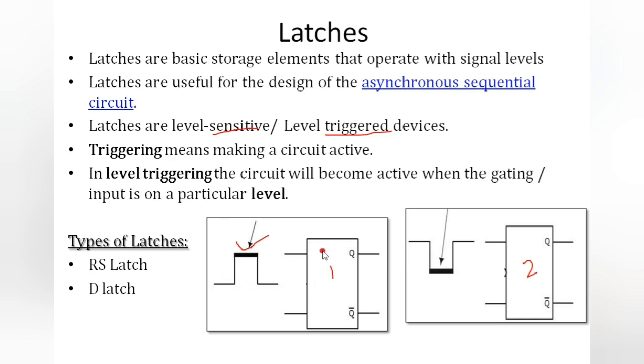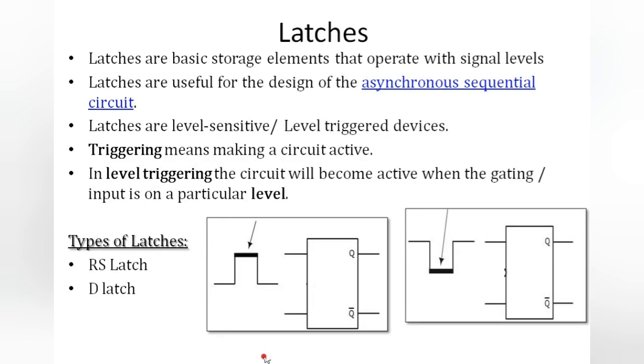Listen carefully. This circuit is going to be active only when high level is applied to the circuit. The second circuit is going to be active only when low level is applied to the input. So that is nothing but level sensitive or level triggering means. So triggering means nothing but making the circuit active. This is about level triggering in latches.